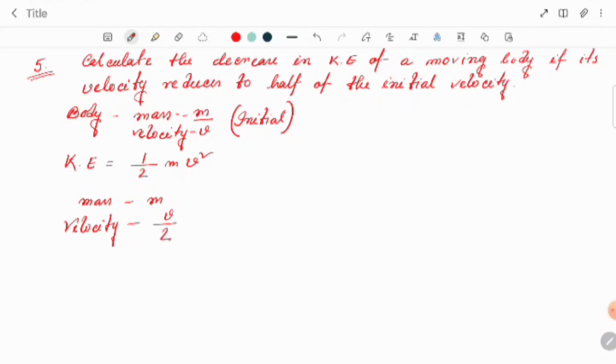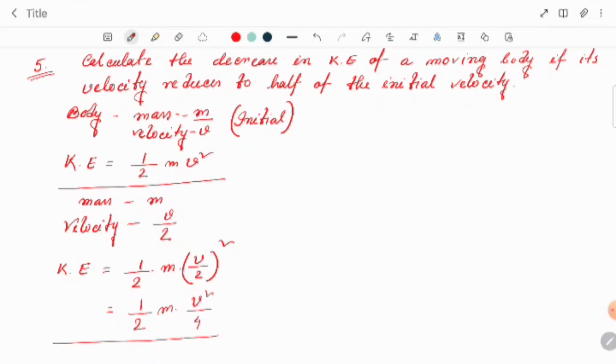So we can calculate the final kinetic energy. It will become half into m into v square, where v square means v by 2 whole square. Many students are doing this wrong. So we can say half into m into v square by 4. Now this is the initial kinetic energy and this one is the final kinetic energy.